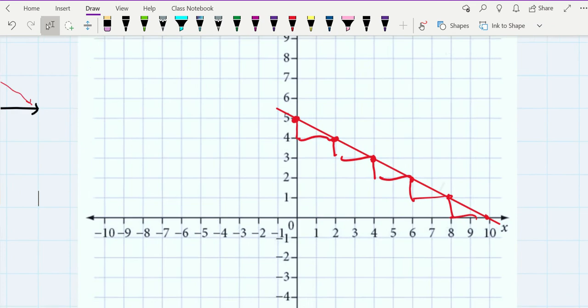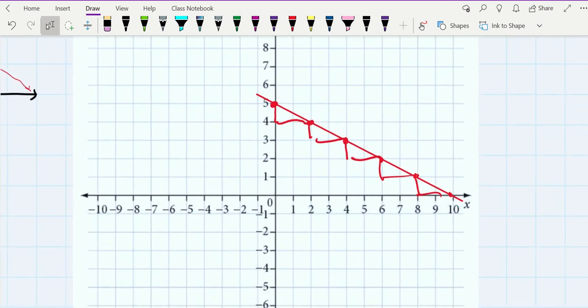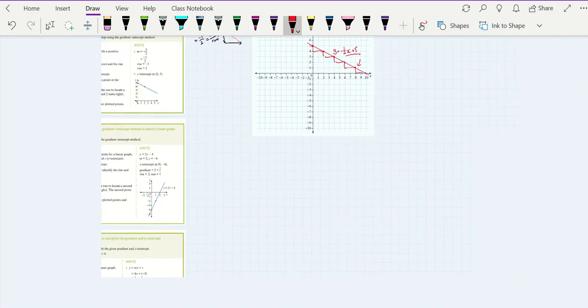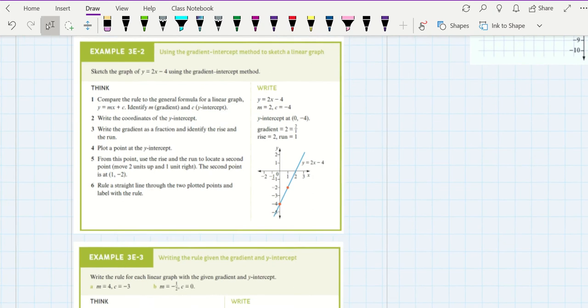And last of all, let's just write our equation in. So y equals negative half x plus 5. And that's our linear function, and that's our linear graph. Let's have a look at the next example.